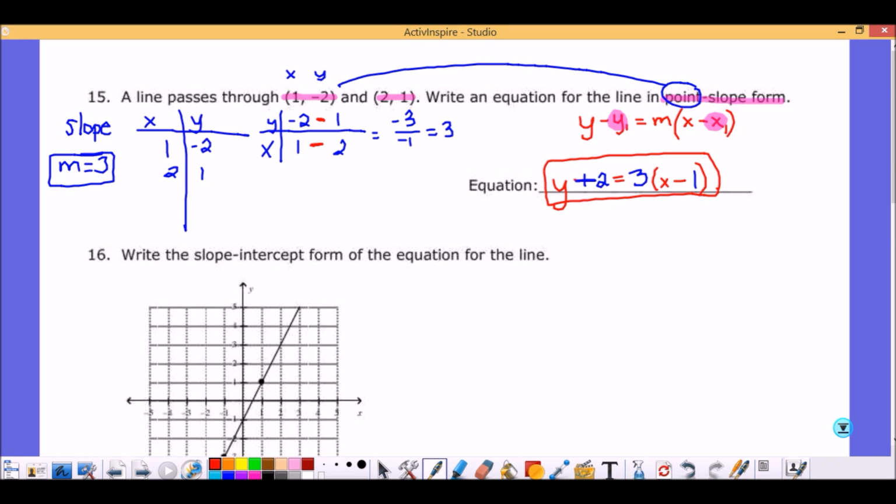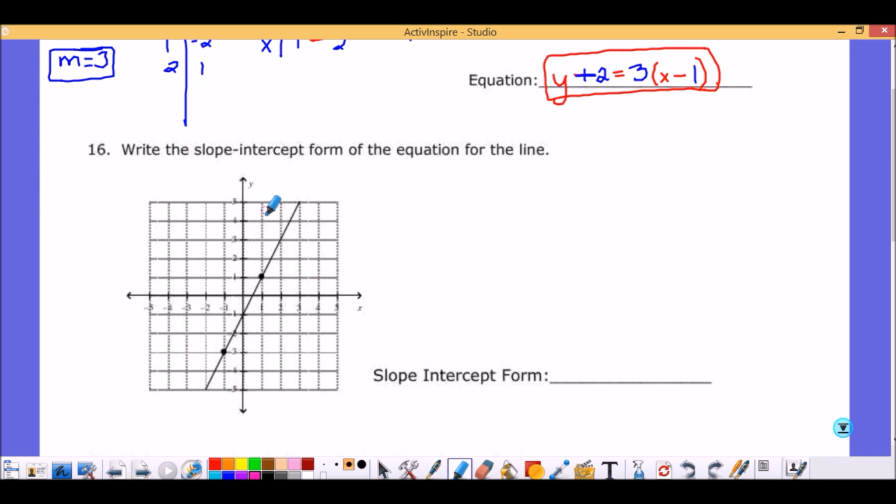For problem number 16, I want to write the equation in slope-intercept form. So that means I need two things. The first thing I need is I need my slope and I need my y-intercept. Okay, since they gave me 2 points here, I'm going to label this point as point A, and this is going to be point B. So I'm going to first put my pencil on point A. My goal is to get to point B, but without going in a diagonal. So let's see how I do this.